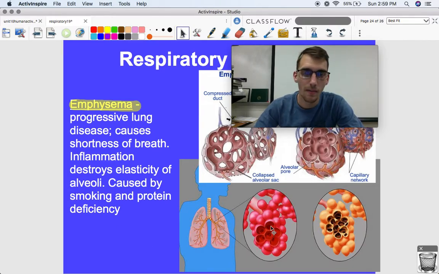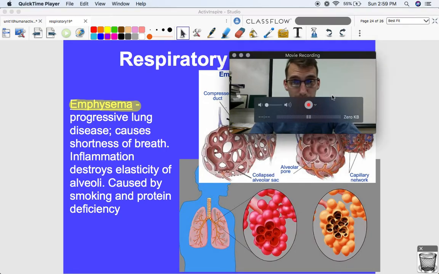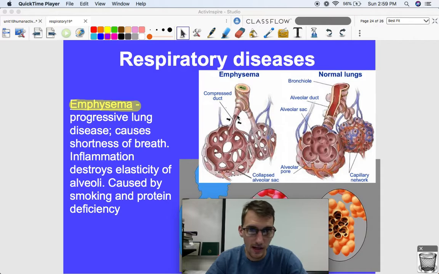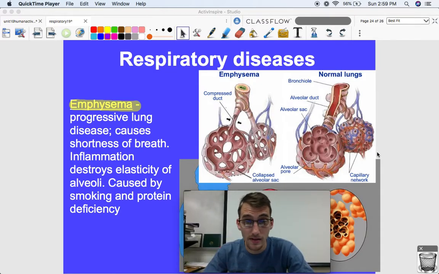Okay, so here's some normal functional alveoli. I'm sure we've seen something like this a lot of times. But normal functional alveoli as opposed to emphysema alveoli, they're not as elastic, they're not stretchy, they can't expand to let more air in. Okay, so here's emphysema. The ducts are compressed as well, and the alveoli collapse, and they don't have elasticity anymore.